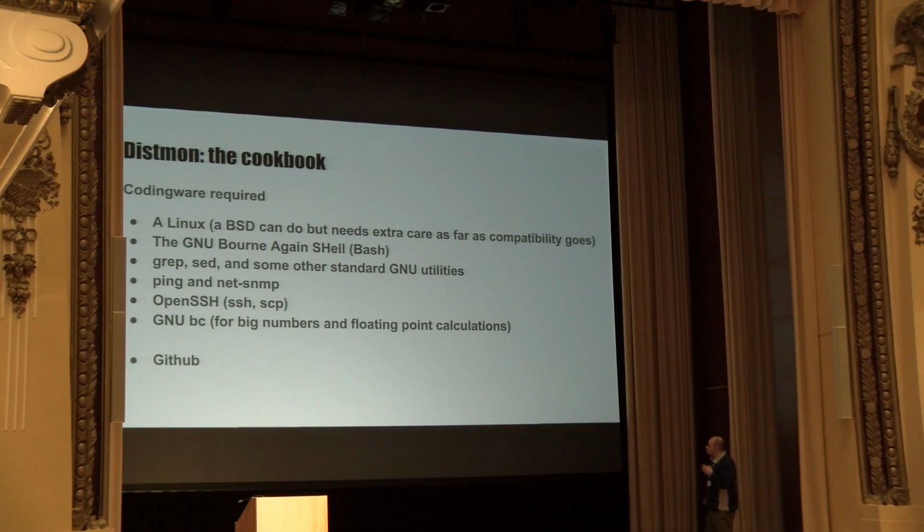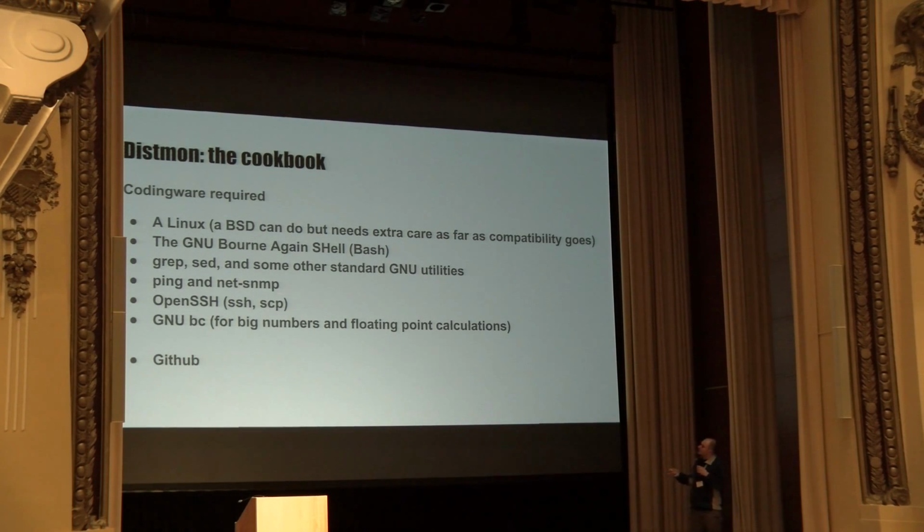Okay, so how did I get to the Distmon system? I wanted it to be very simple, extensible, and easy to use. So I use Linux as a base for the whole system. I use the Bourne-Again shell, which is the standard Linux available shell, as the code base. Everything is written in Bash from start to finish.